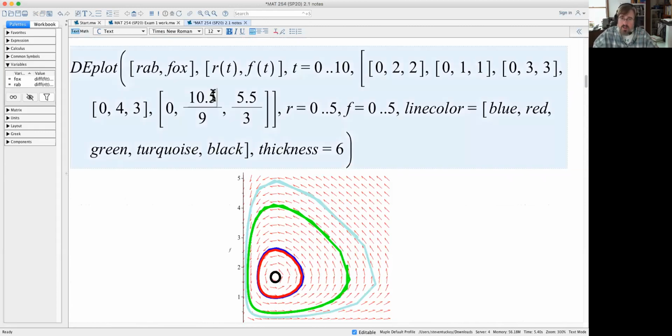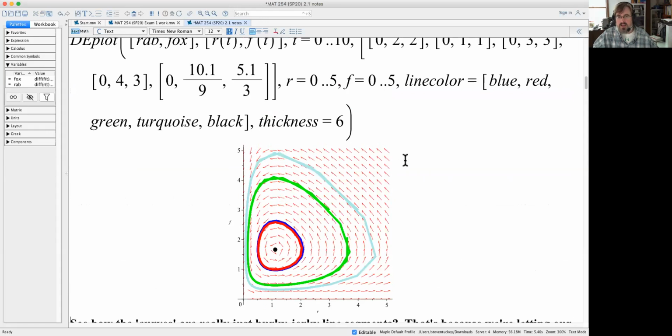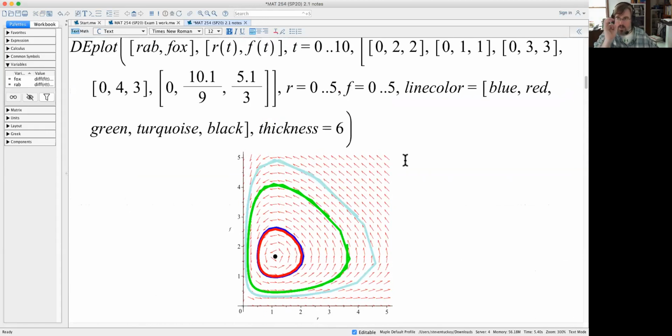And I can make it smaller now. I can go 10.1 and 5.1. And sure enough, it starts looking more and more like a point instead of a path. But it's still a circular path, right? It's still a curve, a solution curve. But if I make it 10/9 and 5/3, it doesn't show up because there's no motion. That means that there's no curve that we're drawing.